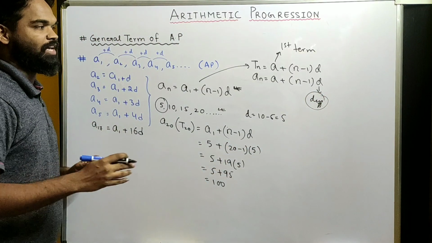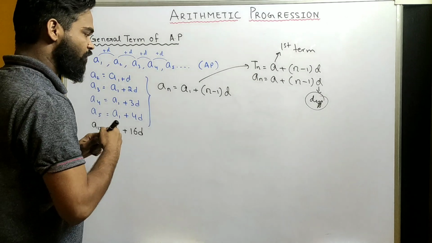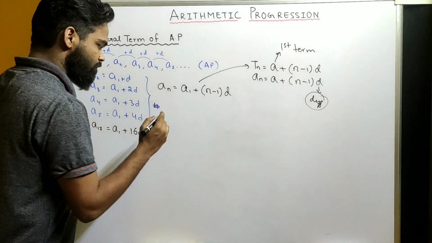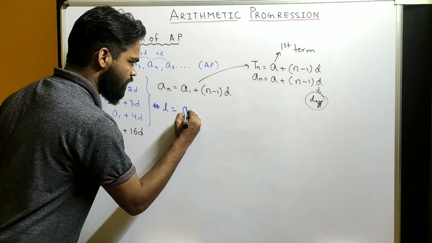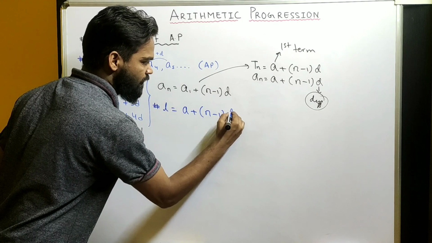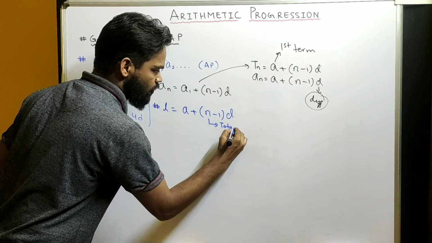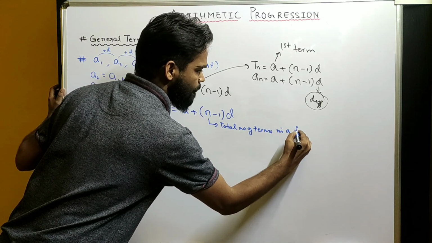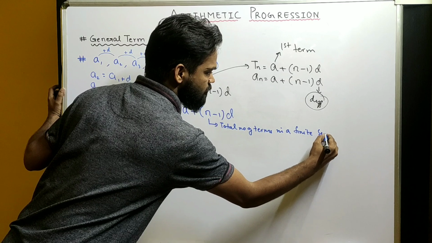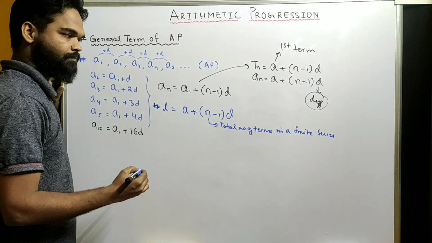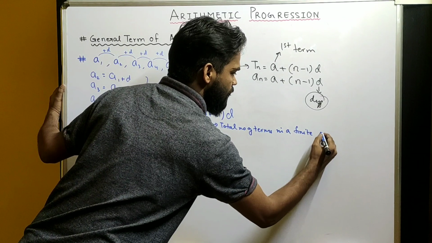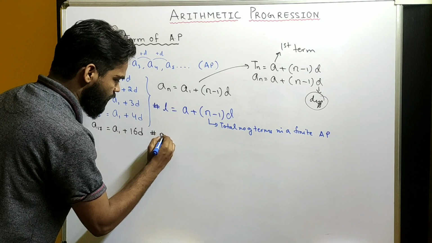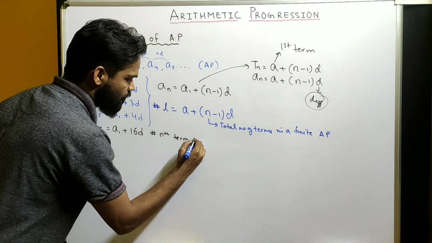It can be positive as well as negative. Now let us see how to find the last term of a finite AP. The last term will be nothing but the same, a plus (n minus 1)d, where n is the total number of terms in a finite series. Am I clear?